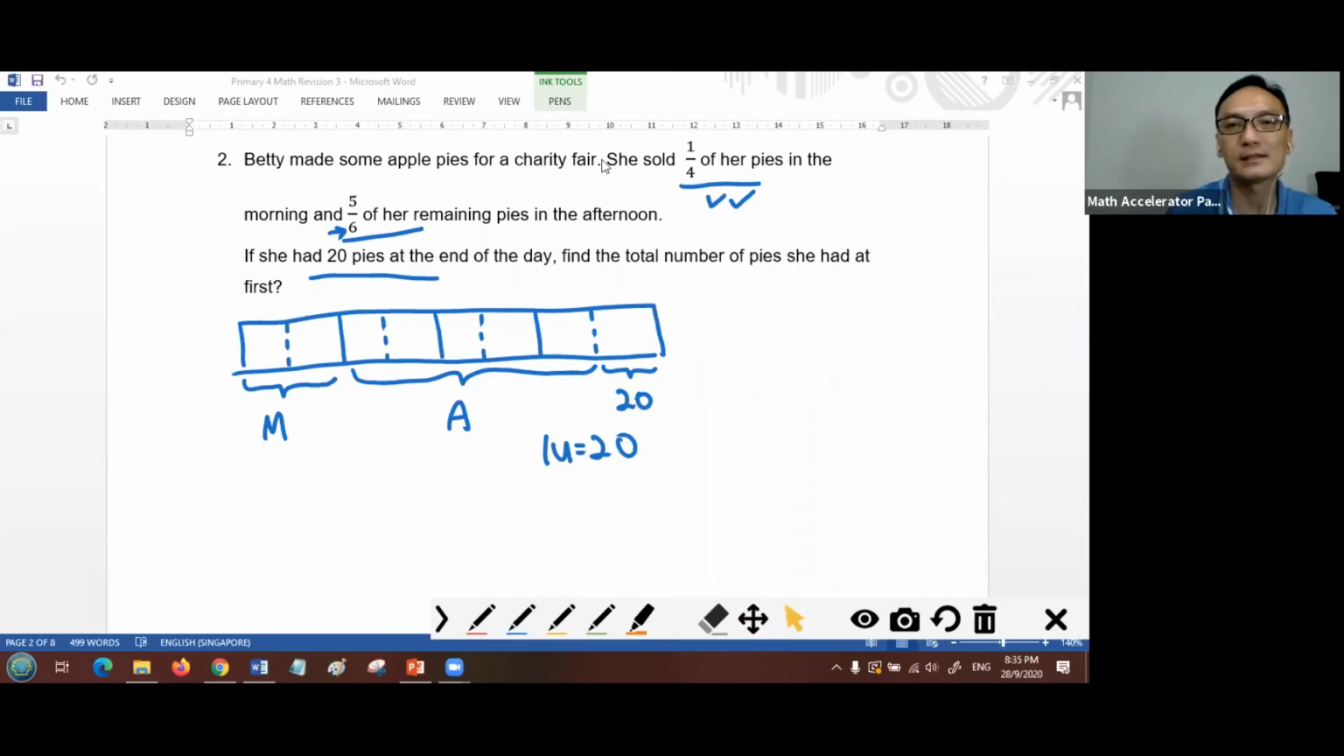So what's next? We're going to find the total number of units at first, right? So total at first, 1, 2, 3, 4, 5, 6, 7, 8. So 20 times 8, we will have 160. So 160 is the answer to this question, right?